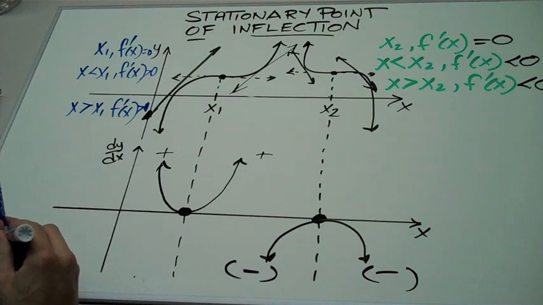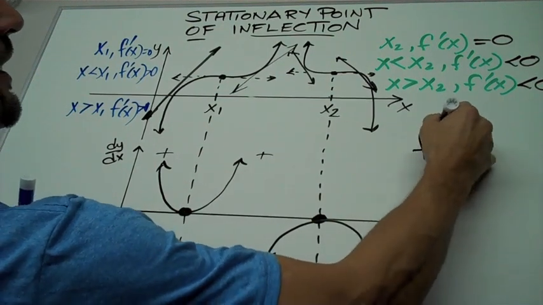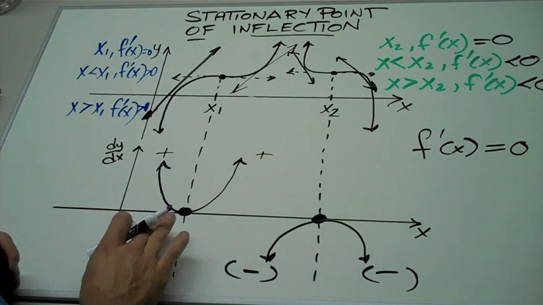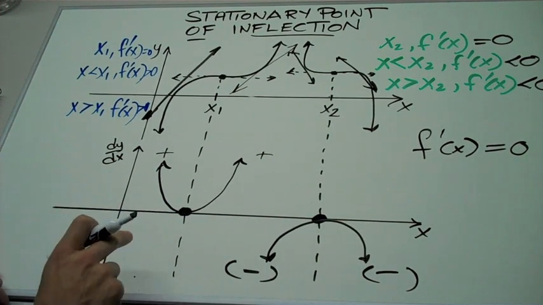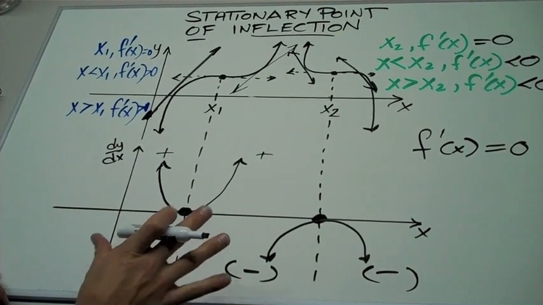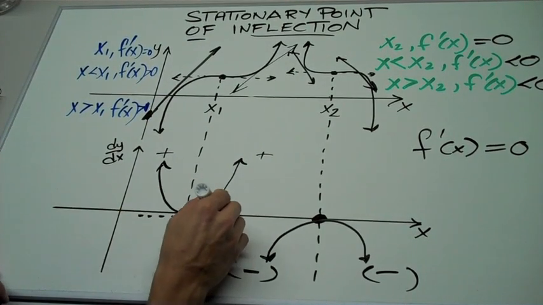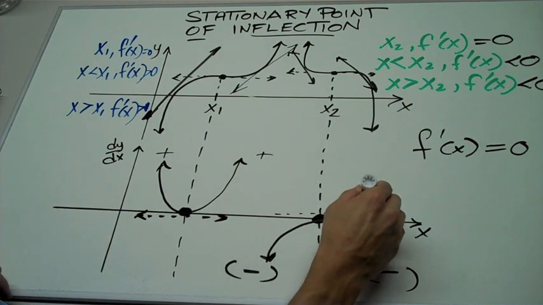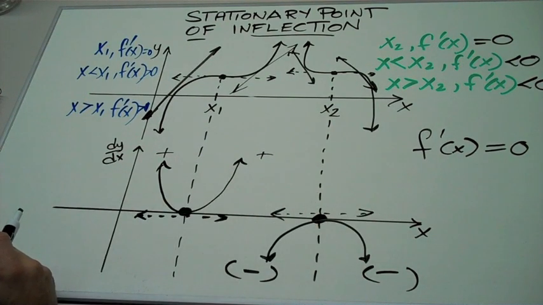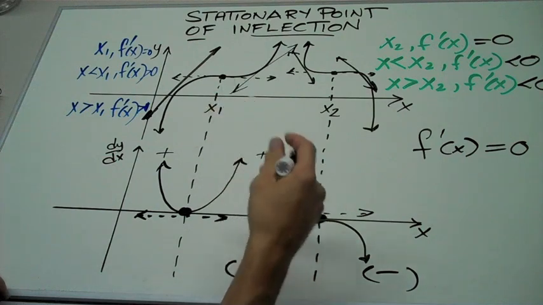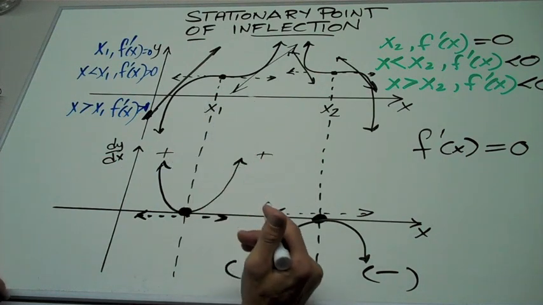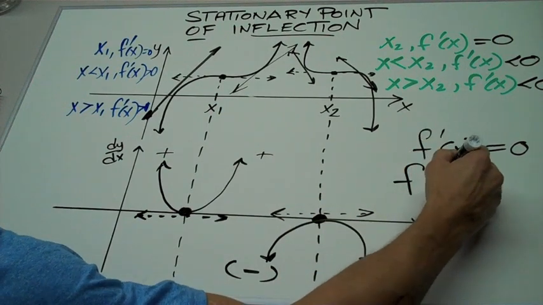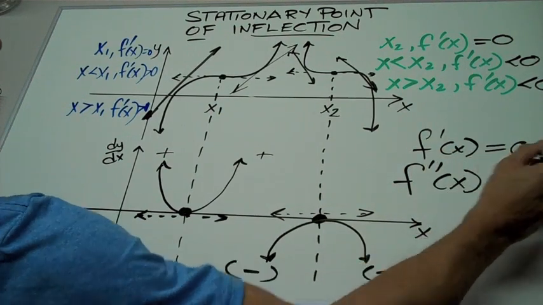We can make a statement about stationary points of inflection. f dash of x is equal to 0 for the stationary point of inflection. Now let's take a look at dy dx. If we took the derivative of this and graphed this, notice at this point here we'd have a tangent line that's horizontal. At this point here we'd have a tangent line that's horizontal. That would mean our derivative of our derivative will also be 0 at that point. That's what we call the second derivative. And that's also equal to 0.